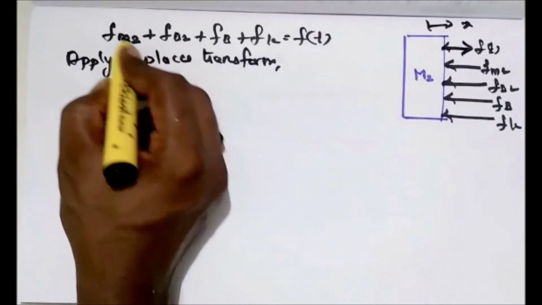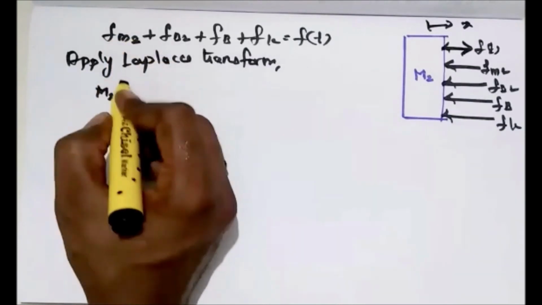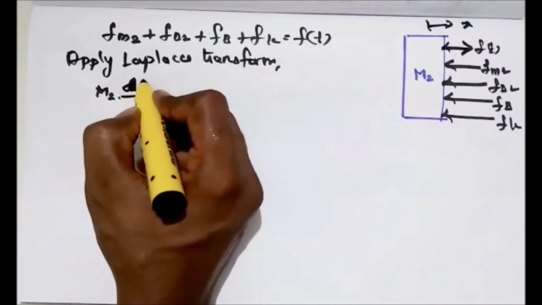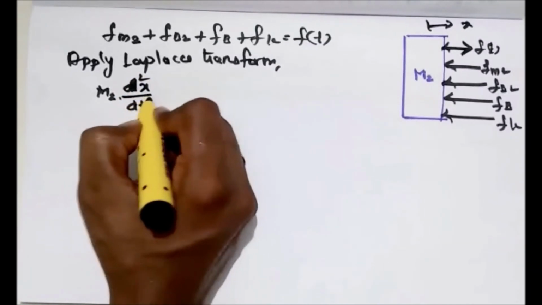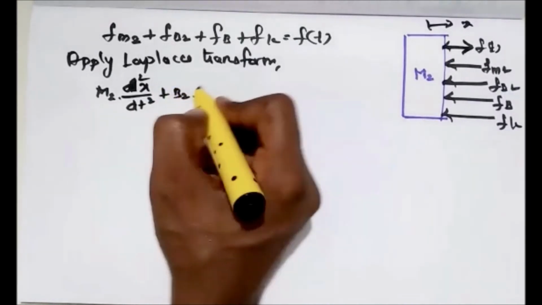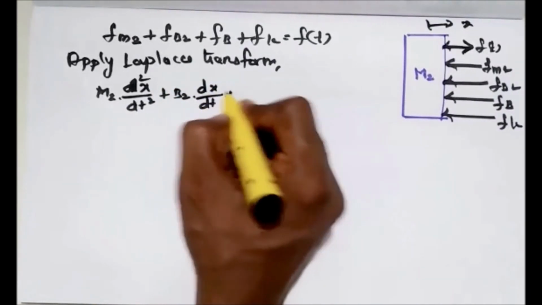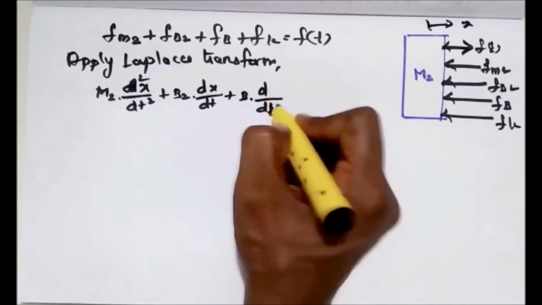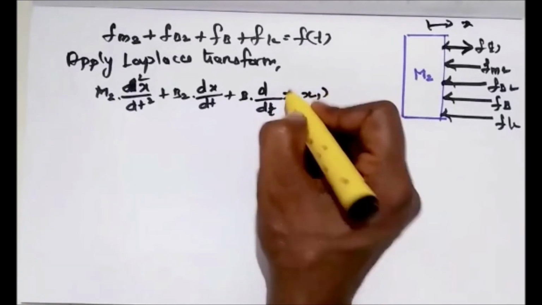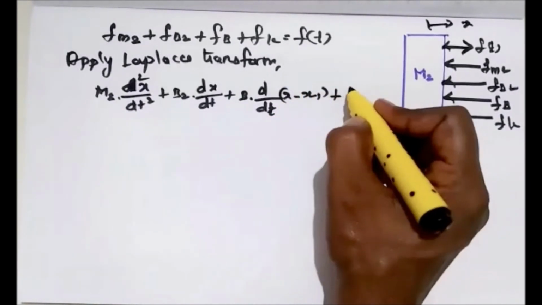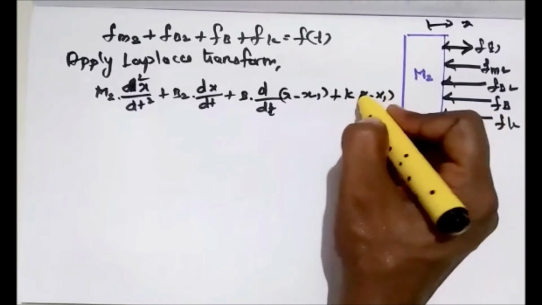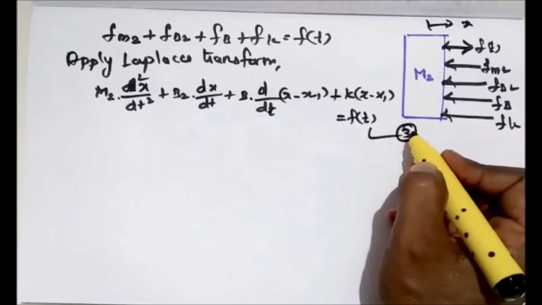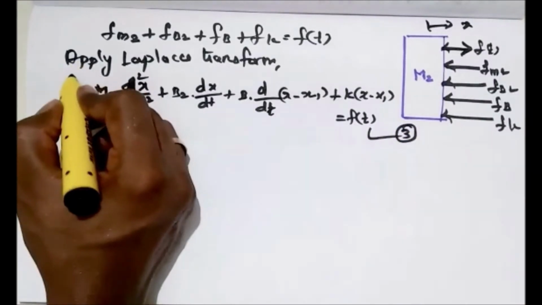Before applying this we have to write Fm. What is Fm2? Fm2 is m2 into d square x divided by dt square, plus b2 dx divided by dt, plus b into d by dt of x minus x1 because of double-ended displacement, plus k into x minus x1 equal to f of t. So this we can consider as equation number 3. Now we have to apply the Laplace transform here.